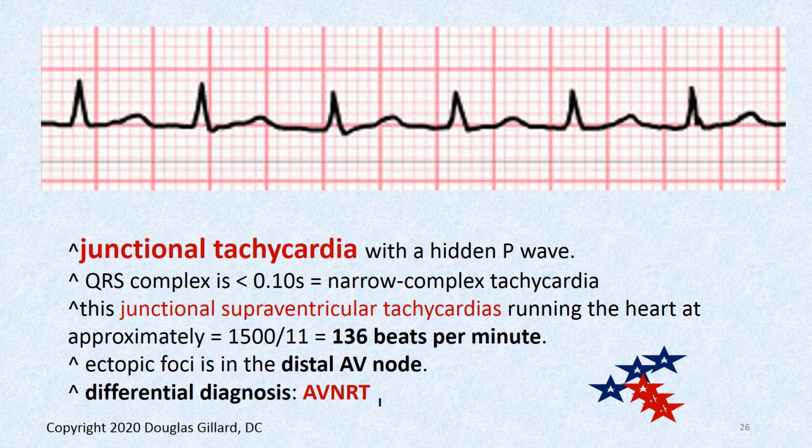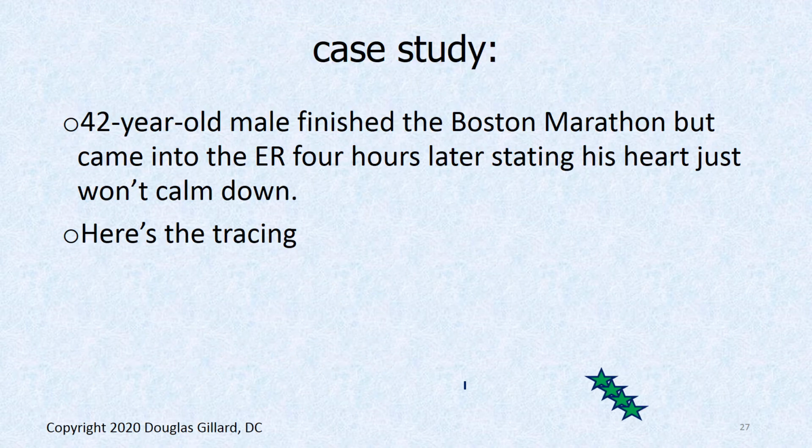Differential diagnosis AV-NRT. P wave is hidden. It's a narrow complex tachycardia. I think you got the deal with that.